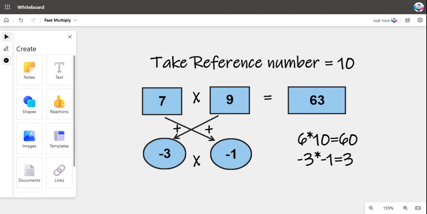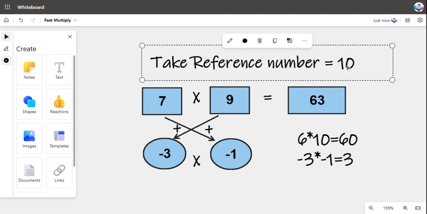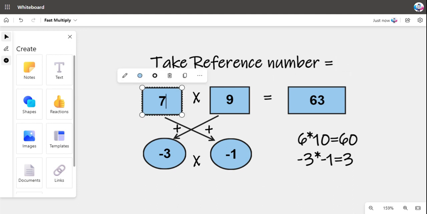Friends, don't forget this algorithm. It is very simple and easy to remember. Now we can go with greater reference numbers. For example, I'm going to multiply the numbers 28 and 21.